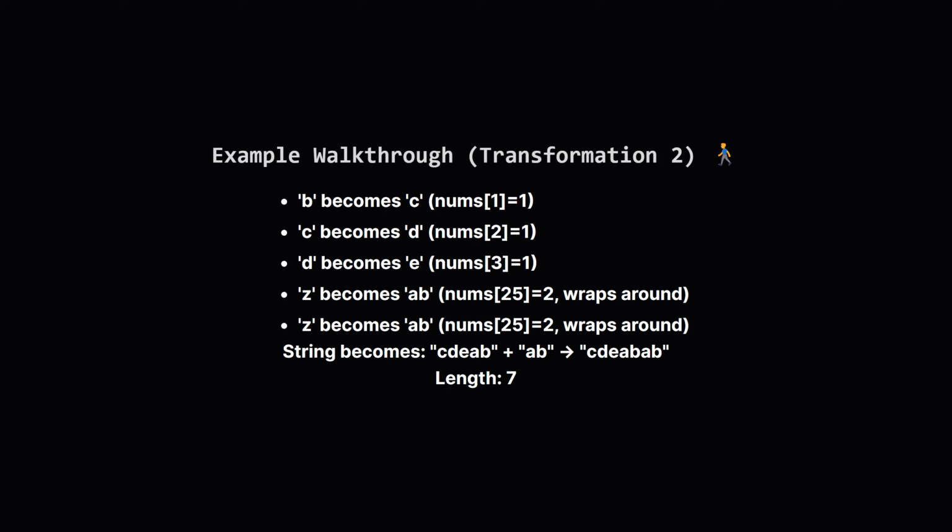Now for the second transformation, we apply the rule to the first result. The last letter becomes two characters, because nums at index 25 is 2, meaning it becomes 2 characters starting from the next letter, wrapping around to the second. Concatenating these, we get the new string, and the length is now 7. This matches the example output.